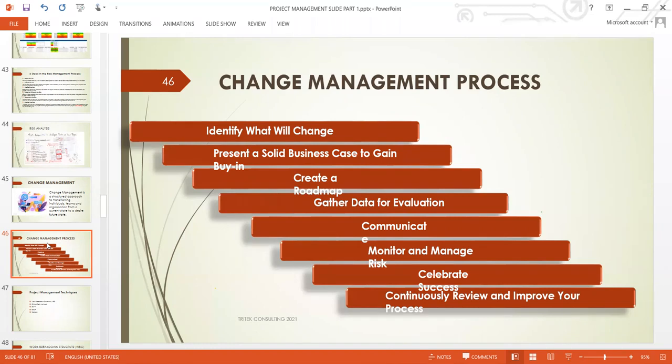Gather data for evaluation. You must gather data for evaluation during this change management process. You need to understand the requirements that are needed. That's the importance of data gathering and analysis. And when that's been done, the next thing is you need to communicate. Constant communication is very good. Communicate to all the stakeholders, all people that have a stake within this team, both senior management and junior management, and even the customers, everybody that has a stake. There must be a constant flow of communication. Everybody must be carried along.